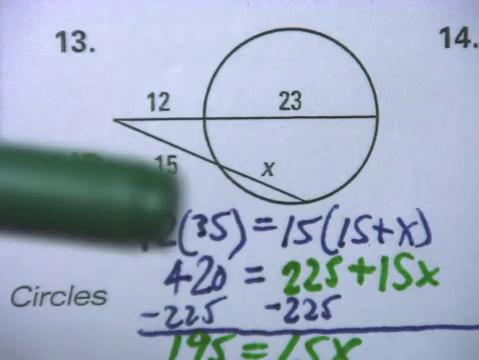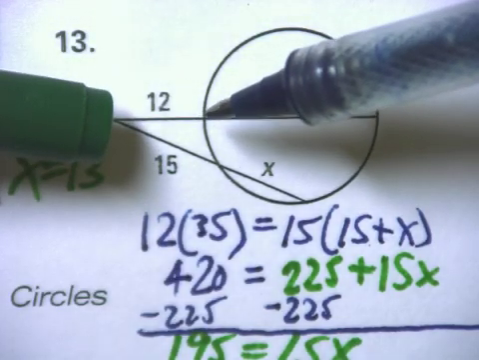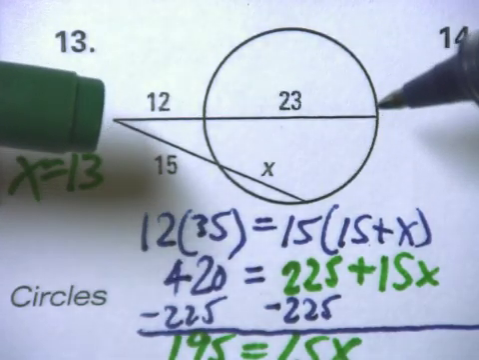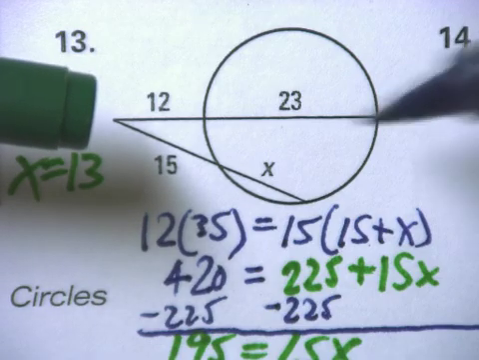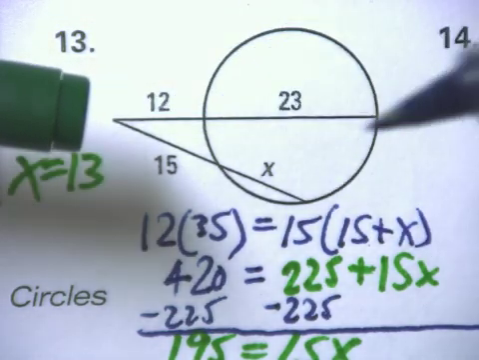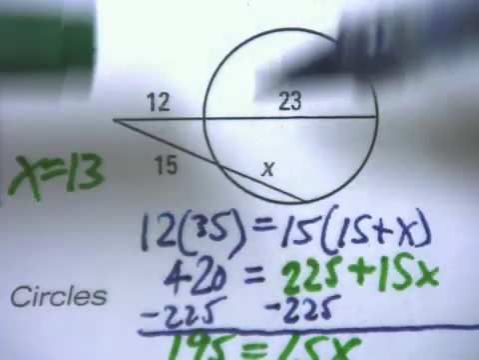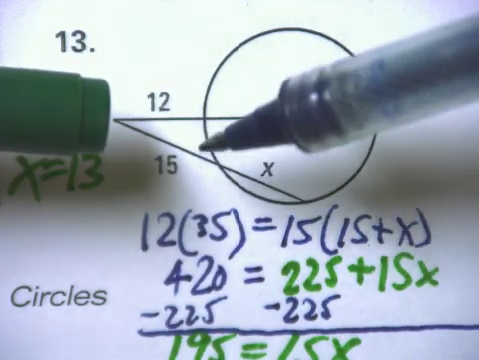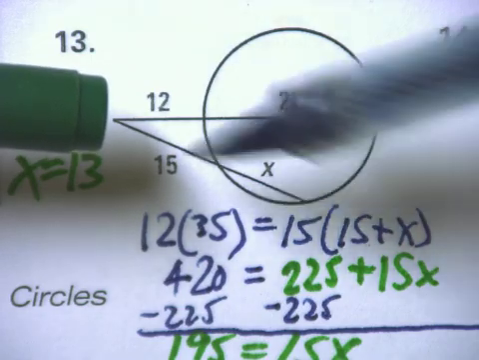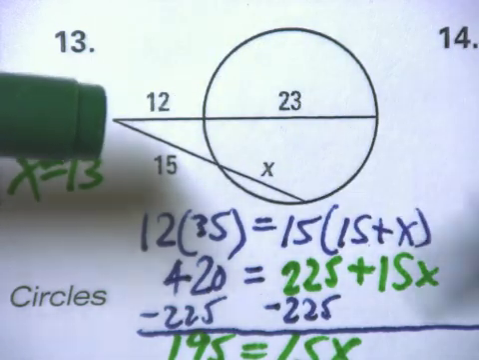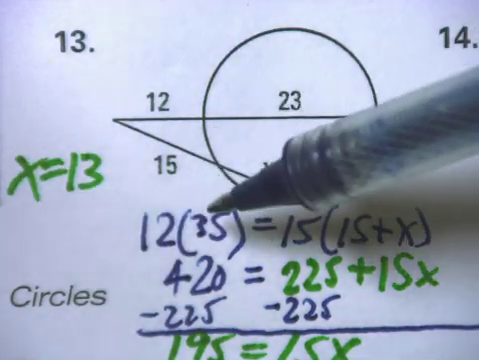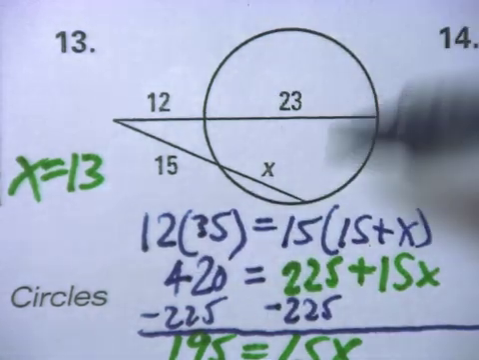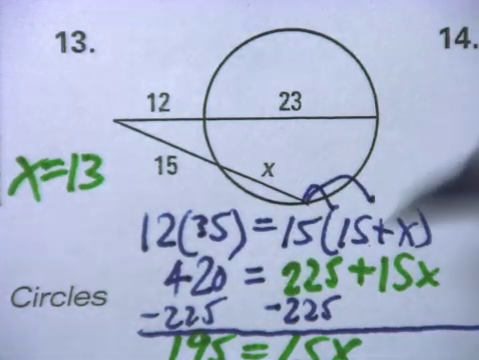Let's take a look at number 13. Again, for number 13, I have two secant lines. So we know what to do there, guys. We take the outer portion, which is 12, and we multiply it times the entire thing, which is 35. 12 plus 23 is 35. So it's 12 times 35. Over here, my outer portion is 15. There it is. And I'm going to multiply that times the entire thing, which is 15 plus x.